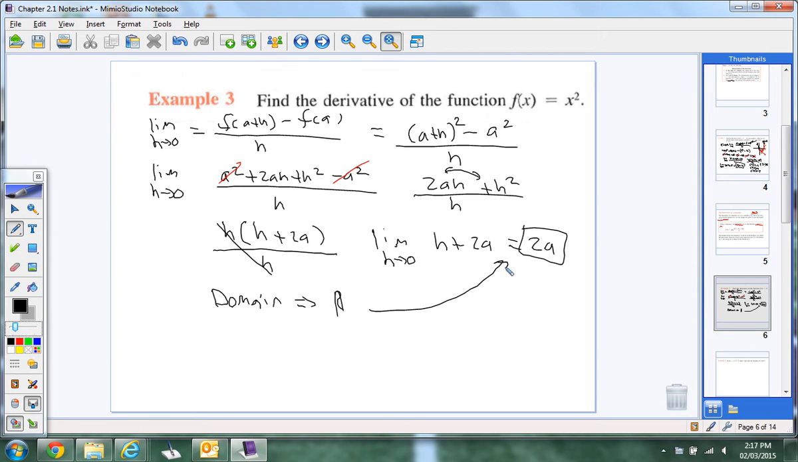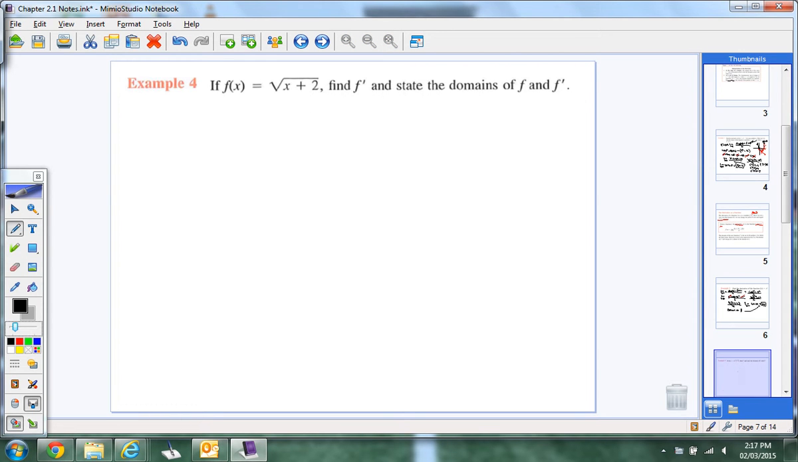Okay, let's go to the second part here. Okay, so example 4. Now f of x is square root of x plus 2. Find f prime and state the domains of f and f prime. So we want to look at the domains of the original and the derivative.